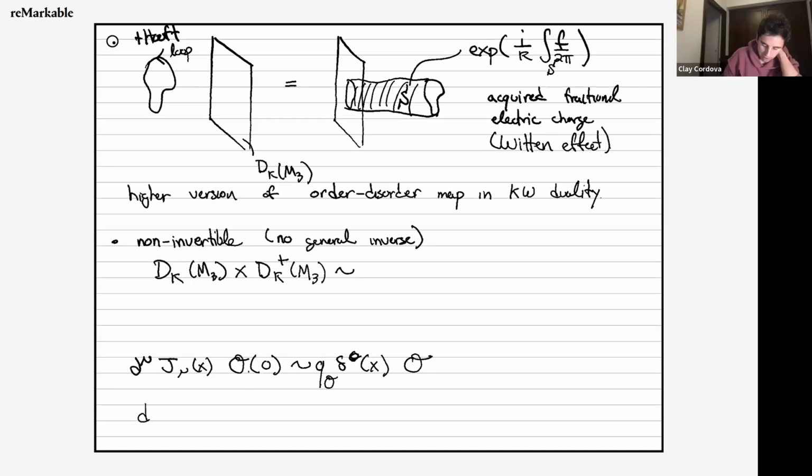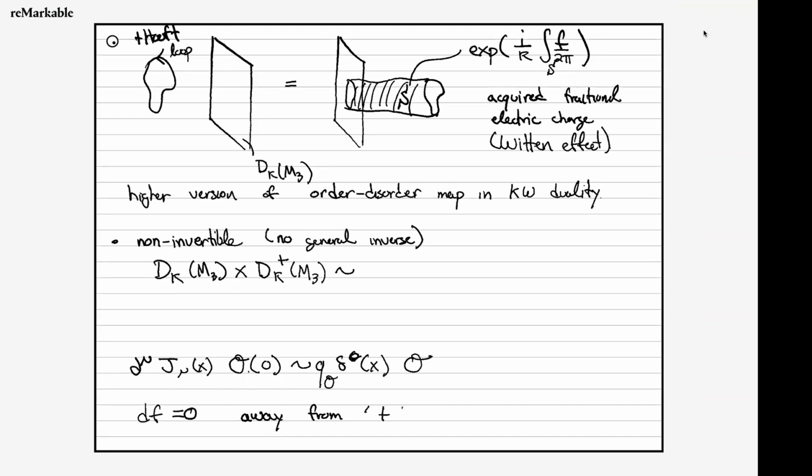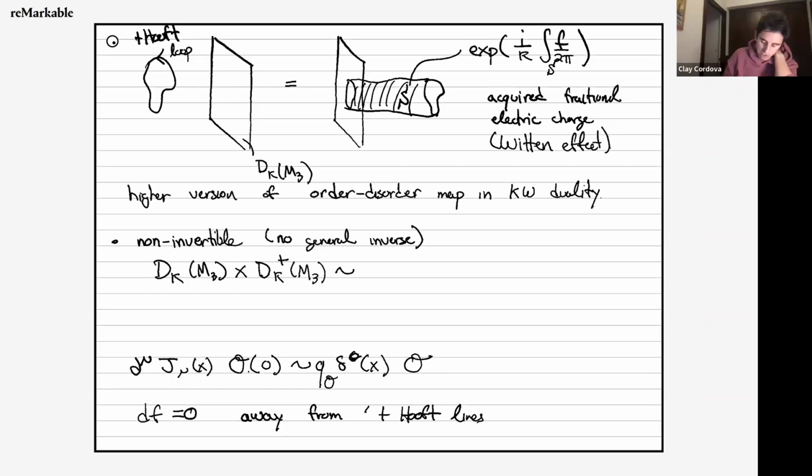So DF is 0 away from magnetic charge insertions. Could you write an analogous expression of the previous sentence for this case? Yes, I guess so. I could try. There'll be some delta function supported on the line. I'll have to write it out.